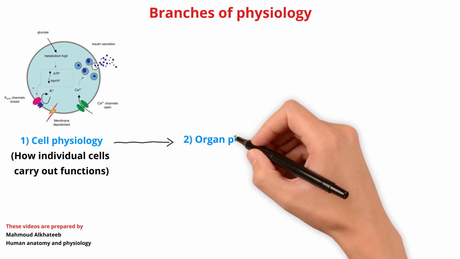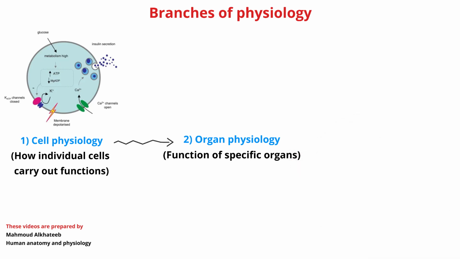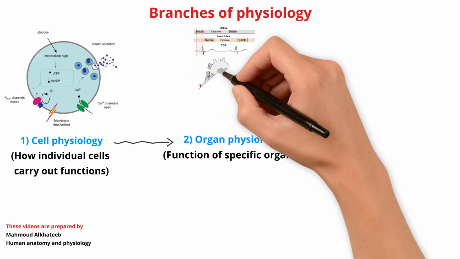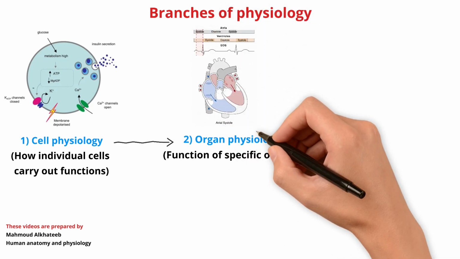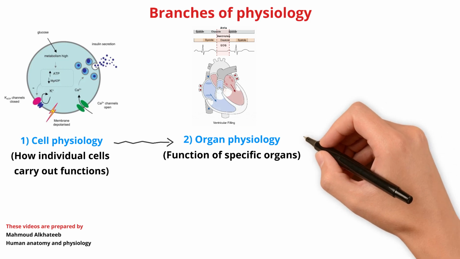In organ physiology, we study the function of specific organs. For example, the heart doesn't just pump blood, it does so in a rhythmic way that ensures blood moves efficiently through the circulatory system. The structure of the heart's valves and its electrical system are directly responsible for maintaining the right rhythm.